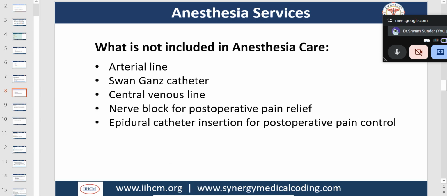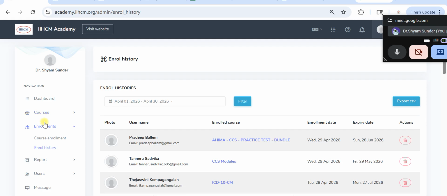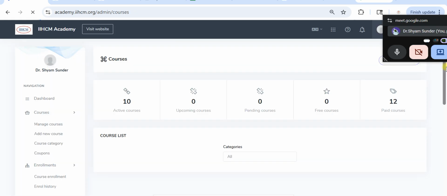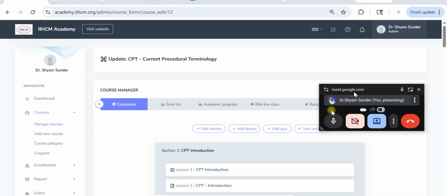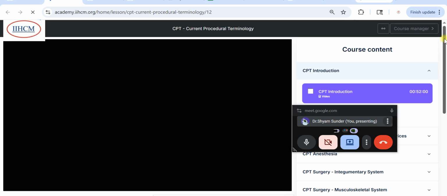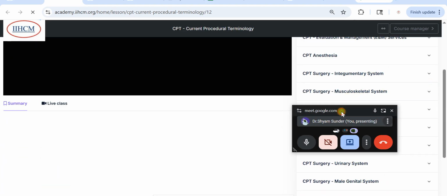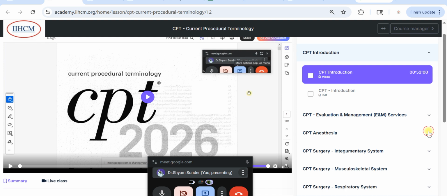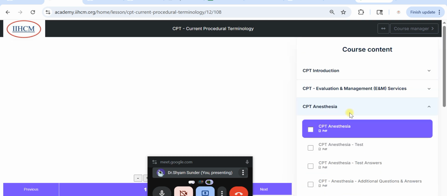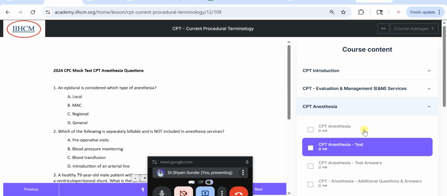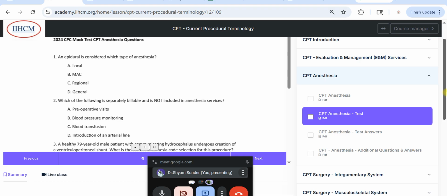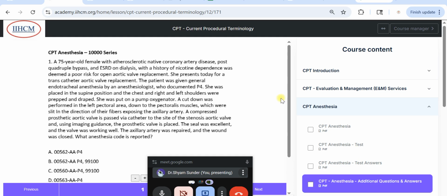And so when we go here in your CPT, anesthesia. So these slides are over here. There is a test, 10 questions, PC model. Then of course we have answers. There are some additional questions also, around 20 plus.